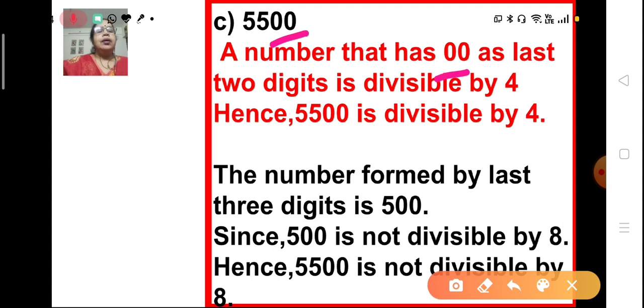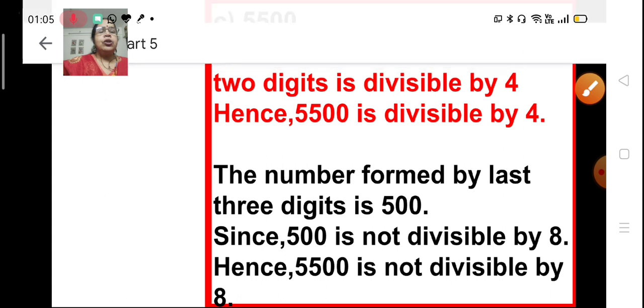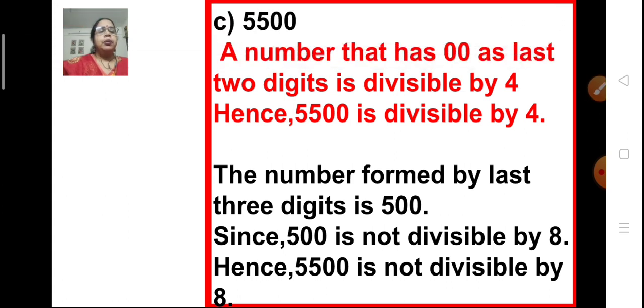Okay, and the number formed by the last 3 digits in this number 5,500 is 500, and for it to be divisible by 8, 500 should be divisible by 8, and when we check, 500 is not divisible by 8. You can check this out, 500, whether it is divisible by 8 or not. It is not divisible by 8. So the number 5,500 is also not divisible by 8.